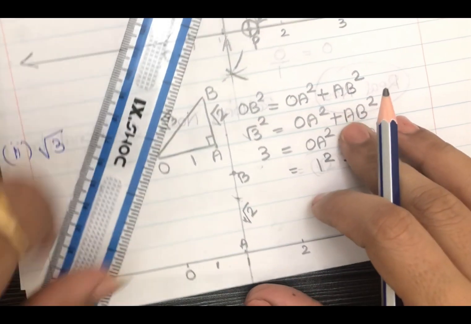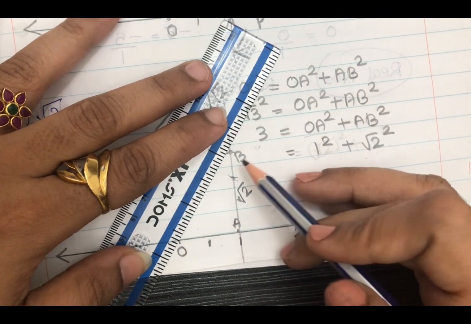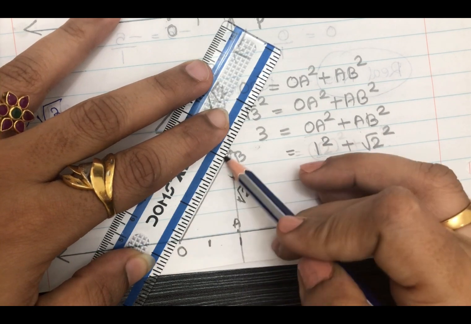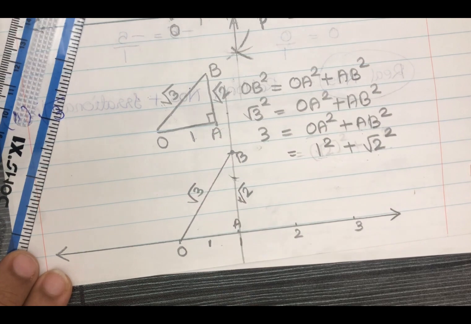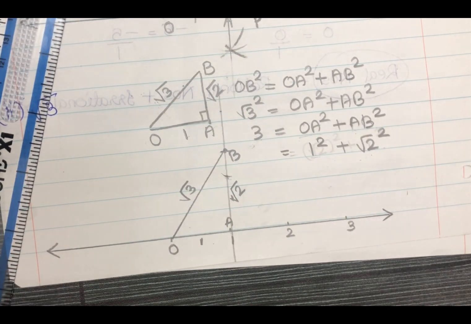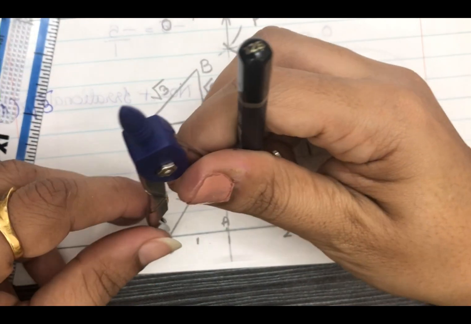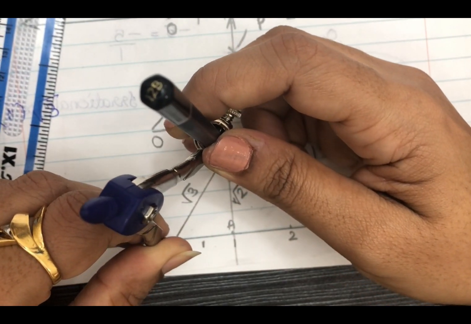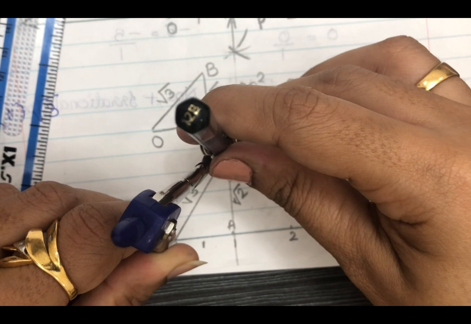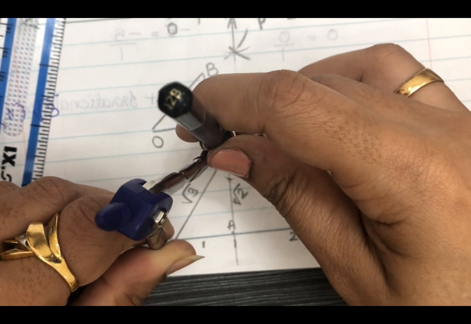And now I join O and B. So this is root 3. Now I'll take that measurement from the origin till B, that is root 3, and plot it on the number line.